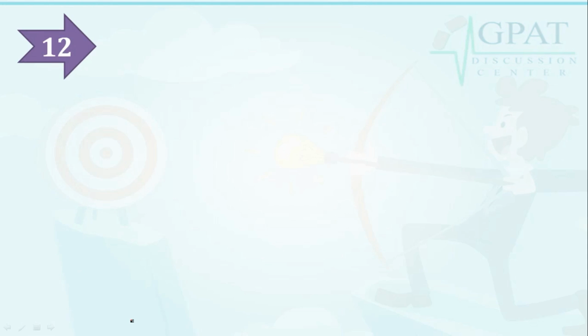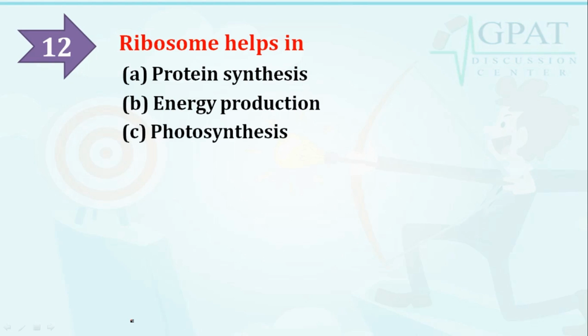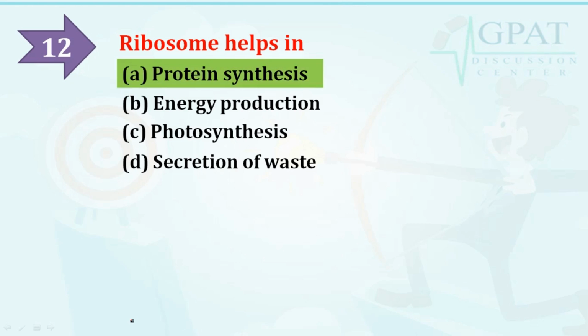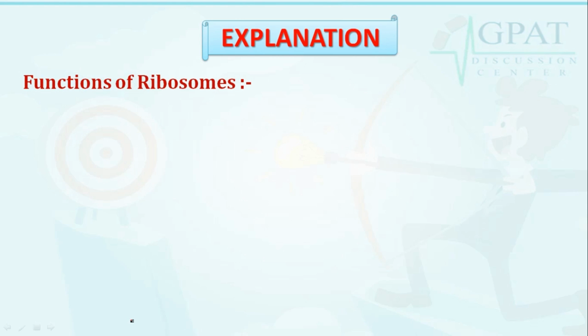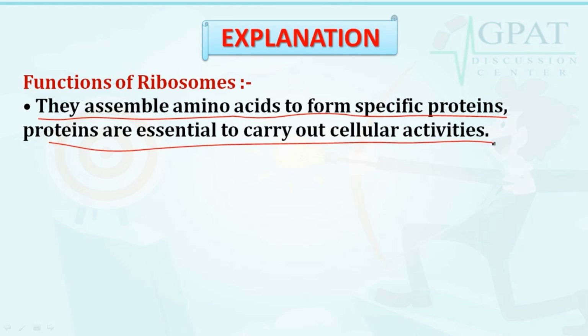Next question, question number 12. Ribosomes help in, and the options are protein synthesis, energy production, photosynthesis, or secretion of waste. And the right option is A, protein synthesis. So what is protein synthesis and the function of ribosomes? Ribosomes assemble amino acids to form specific proteins, and proteins are essential to carry out cellular activities.